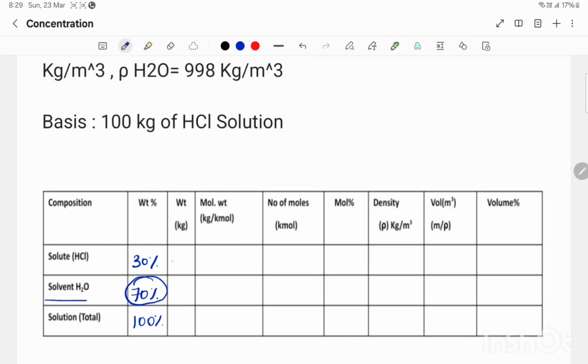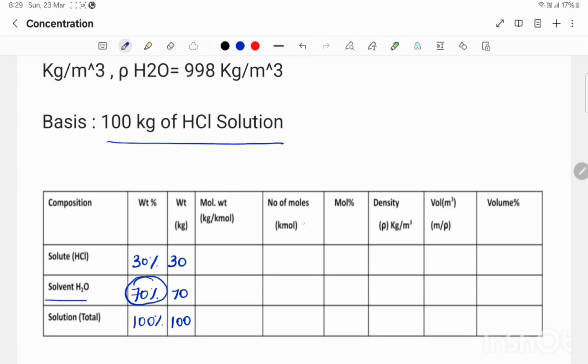Next, we can write down weight directly from weight percentage, that is 30 by 100 into 100. Weight of solute is 30, solvent is 70 and the solution is 100. With this 100 only we are going to do all further calculations. So we can write down the basis of the problem as 100 kg of HCl solution.